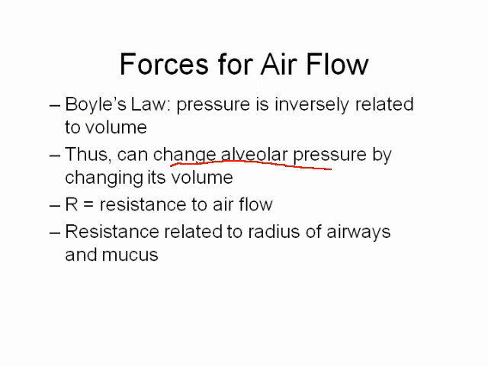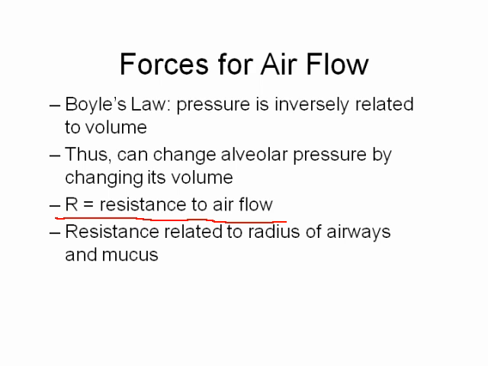So we change alveolar pressure by changing its volume. So as the chest wall expands, it pulls the alveolar walls outward, which of course is changing the alveolar volume, creating a smaller alveolar pressure, presumably during the beginning of inspiration, of course, making it become negative.